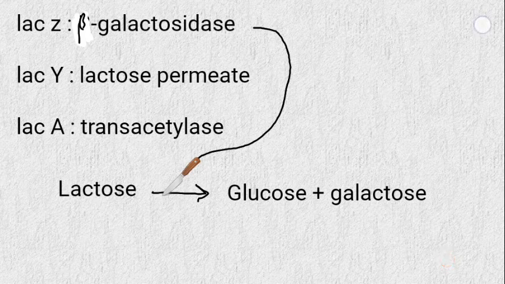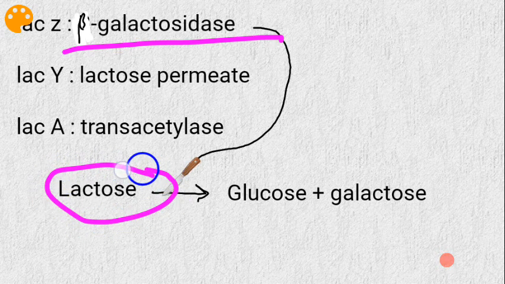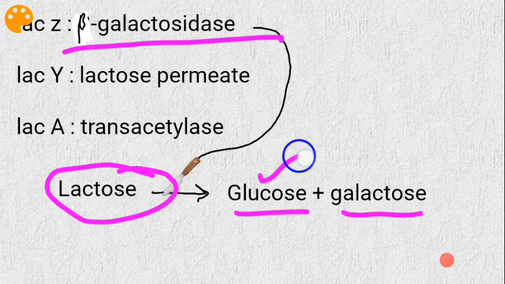The first structural gene is LAC-Z, which encodes beta-galactosidase. Beta-galactosidase is used to break down lactose, a disaccharide, into glucose and galactose. These are monosaccharides, simple sugars which are utilized by the bacteria easily.